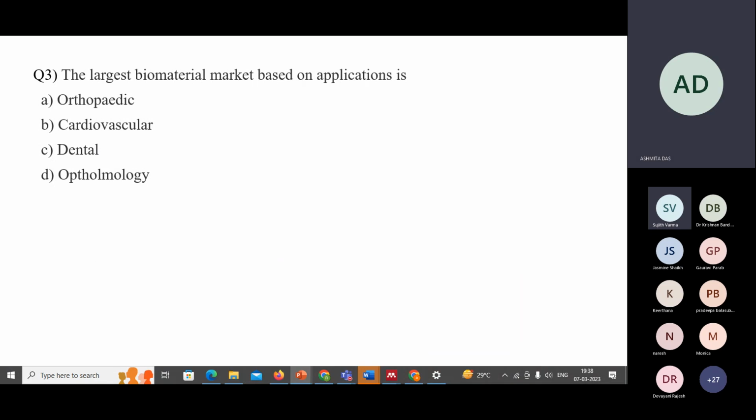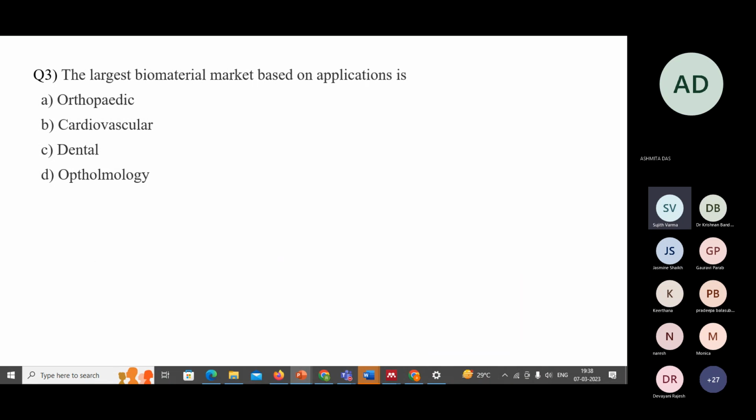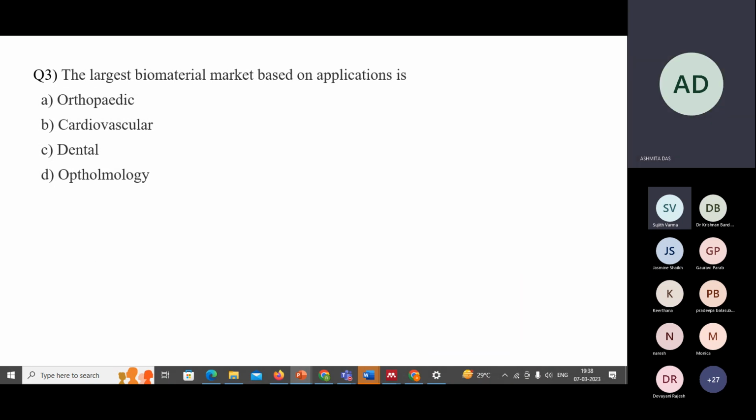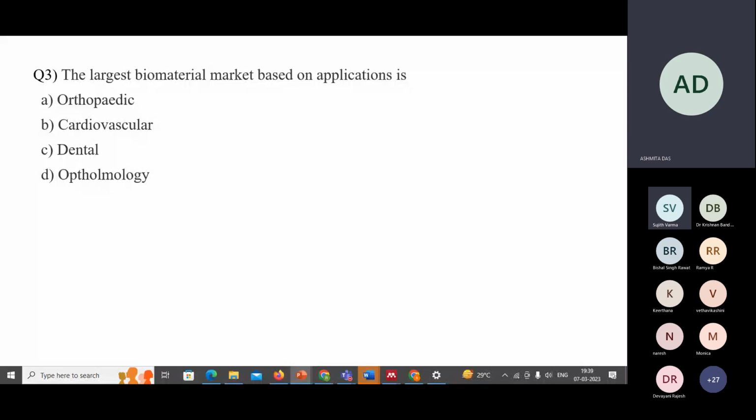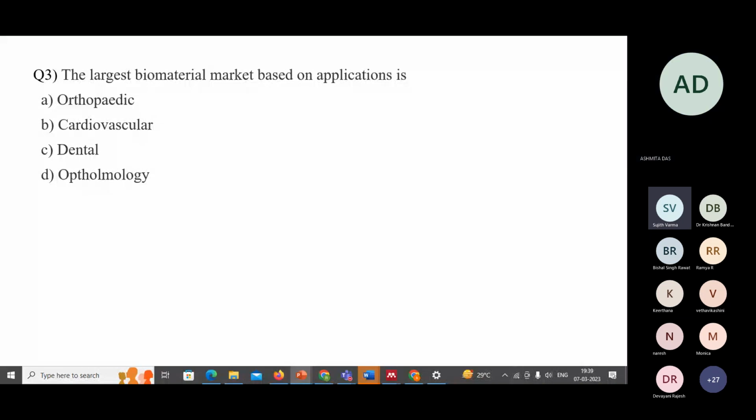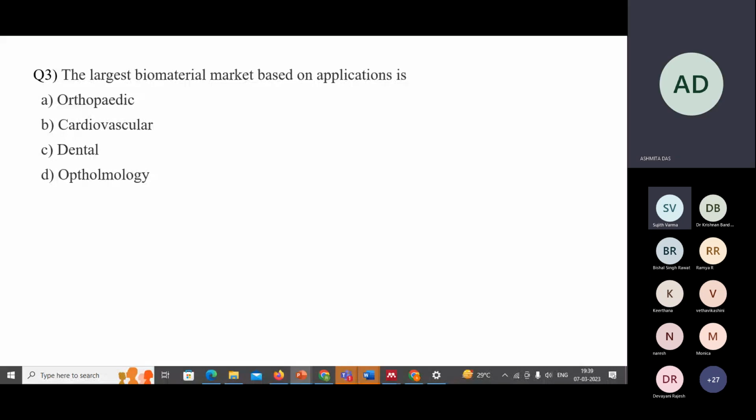What is the largest biomaterial market based on application? It is basically a factual question. Cardiovascular. Okay. Anyone else? Cardiovascular. Anyone else? Okay, so the correct answer is cardiovascular. Now moving to the next question.